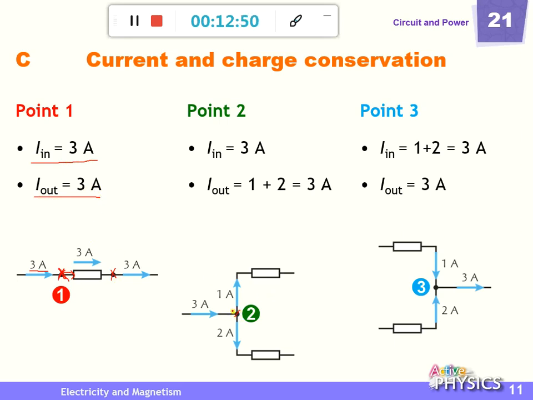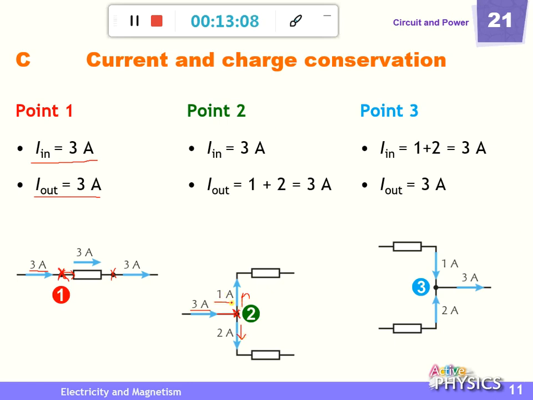And how about the junction? The junction will not be the same. If the current in will be 3A to the junction, but we have 2 ways for it to pass through it. One is up, the other one is down. They may not be the same.